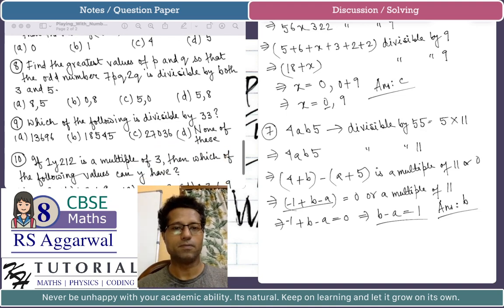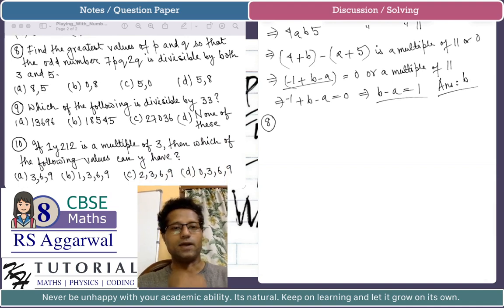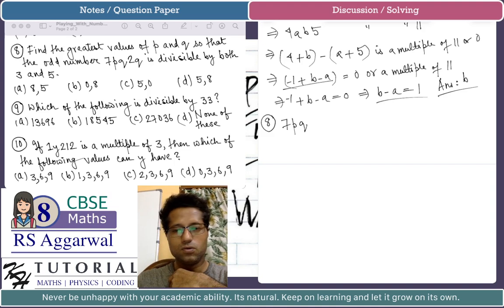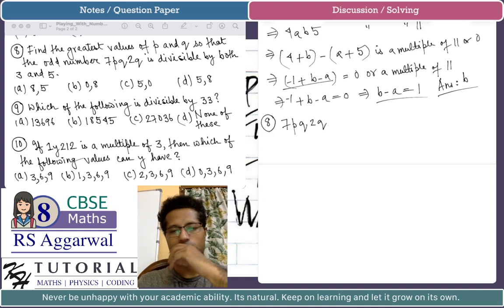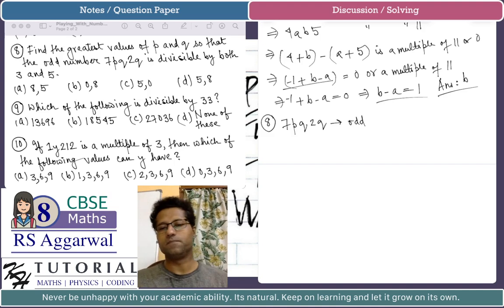Okay, let's do problem number 8. Find the greatest values of P and Q so that the odd number 7PQ2Q is divisible by both 3 and 5. It is given that this number is odd, and we have to find the greatest values of P and Q such that this number will be divisible by both 3 and 5.